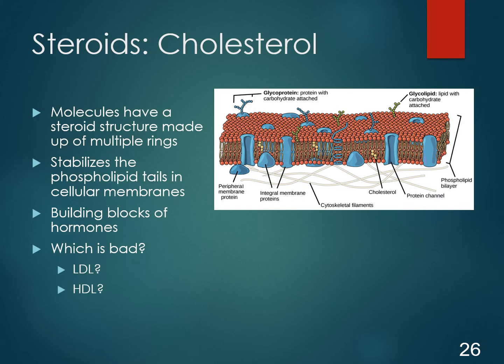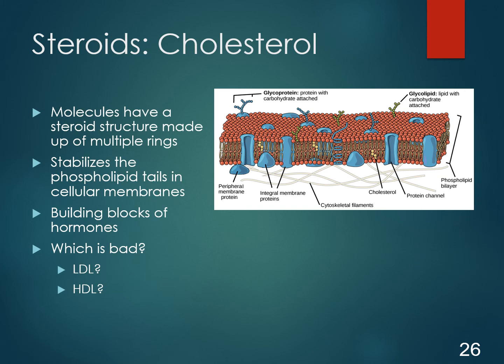Another type of lipid is a steroid, and a good example of a steroid is cholesterol. Now here in this image you see that phospholipid bilayer, and these cholesterols position themselves within the phospholipid bilayer. They kind of wedge themselves in there. Cholesterols perform several critical functions of the body, and one of the things that they do is to help stabilize the structure of the phospholipid bilayer.